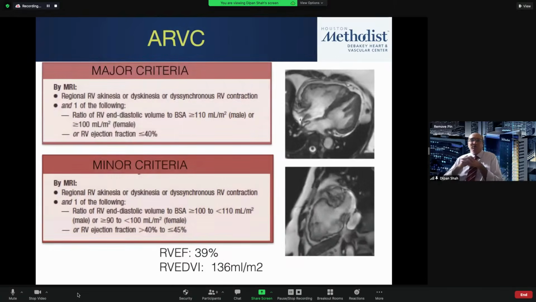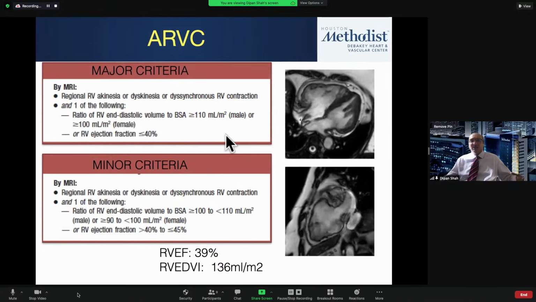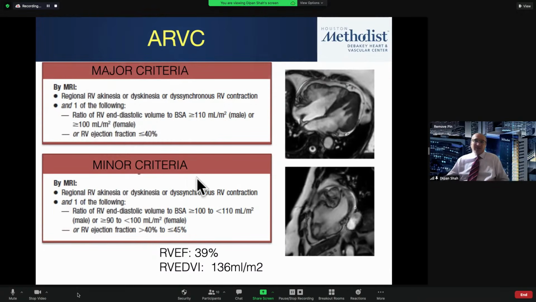So let's move on to another genetic cardiomyopathy, which is arrhythmogenic RV dysplasia, or RV cardiomyopathy. And again, I always tell my fellows, imaging does not make the diagnosis of ARVC. It can provide you with some of the major or minor criteria, but recognize that to make a diagnosis, you need to have 2 major criteria, or 1 major plus 3 minor criteria, or multiple minor criteria.